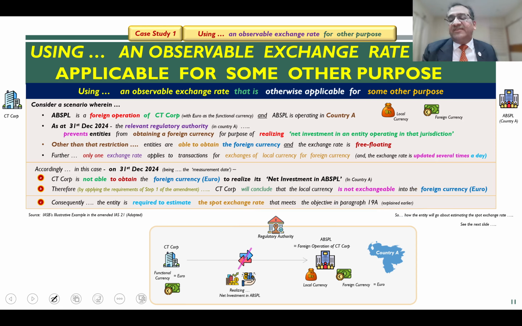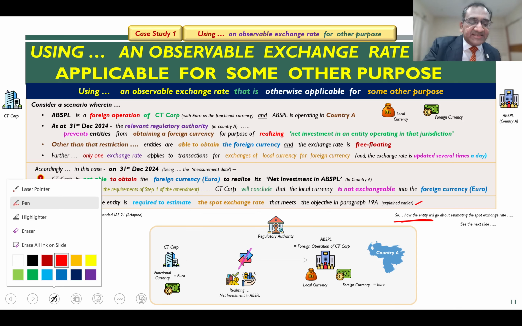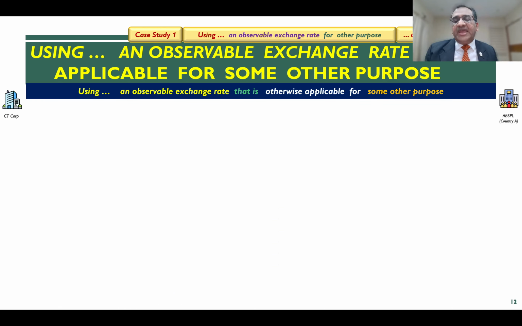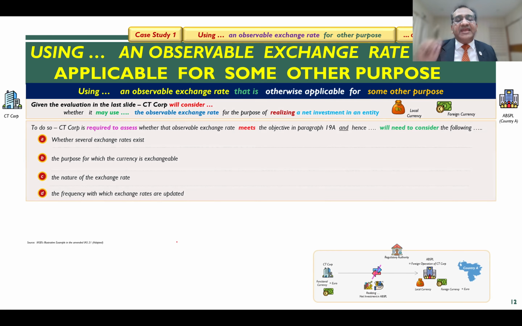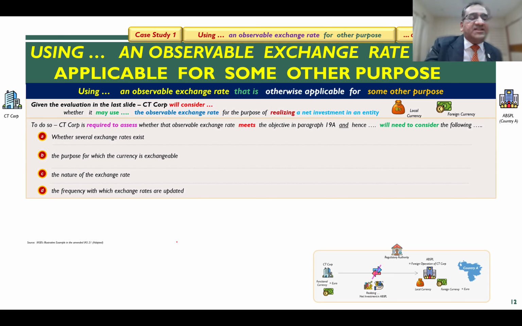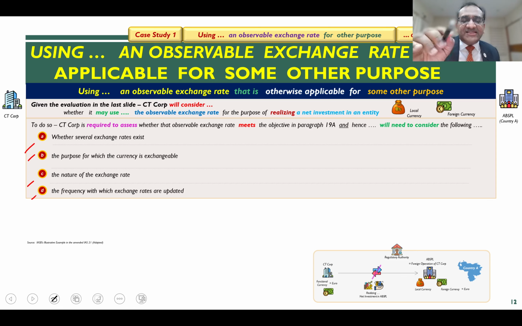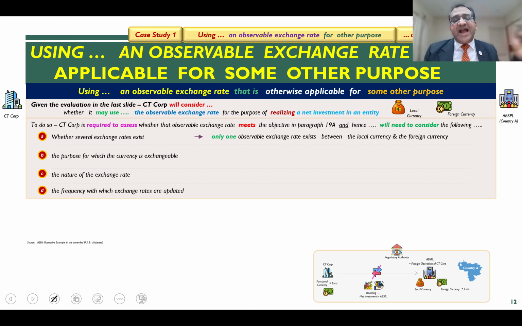So now the next question is, how do you go about estimating this spot exchange rate? Now we have seen the factors. The standard has given you what factors need to be looked at, right? So let us see. I'll bring forward all those factors which we talked about. These are the factors which we saw in the earlier slide. So when you are estimating the spot exchange rate, you have to ask this question: whether several exchange rates exist, what is the purpose for which the currency is exchangeable, what is the nature of the exchange rate, and the frequency with which exchange rates are updated. Now, we will get the answer to all of these based on the facts given in this case.